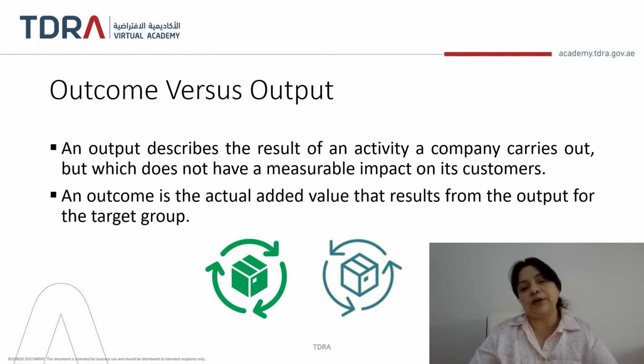And finally, the outcome versus the output. The output describes the result of an activity a company carries out, which may or may not have a measurable impact. However, an outcome is the actual added value that results for a target group. So, as we understand it, the traditional methods were more output oriented, whereas the lean methods are more outcome oriented. Again, if you want to understand plan based and value based delivery, you can also find it in the earlier program conducted for delivery management.